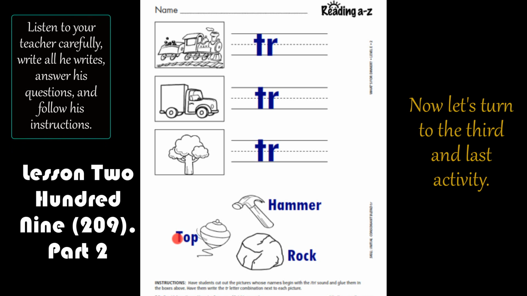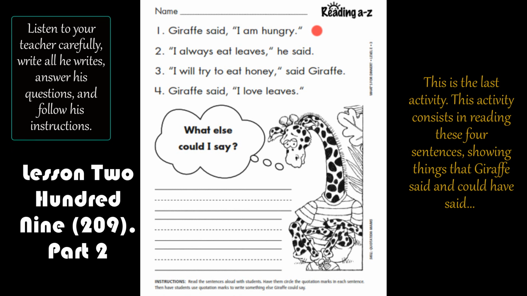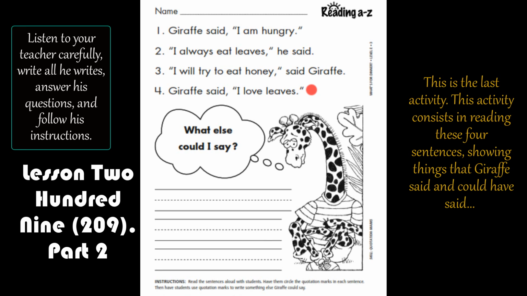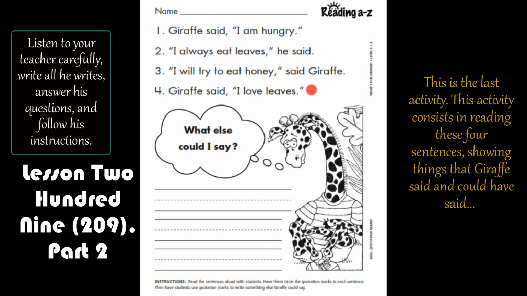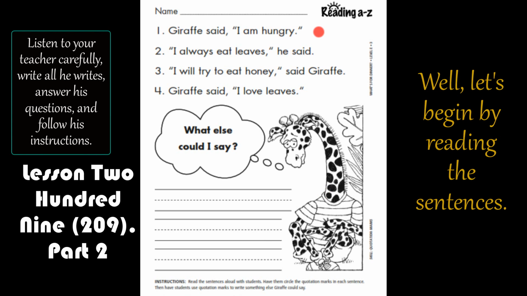Now, let's turn to the third and last activity. This is the last activity. This activity consists in reading these 4 sentences, showing things that giraffe said and could have said, circling the quotation marks in each sentence, and writing on these lines something else giraffe could have said. Let's do it. Well, let's begin by reading the sentences.